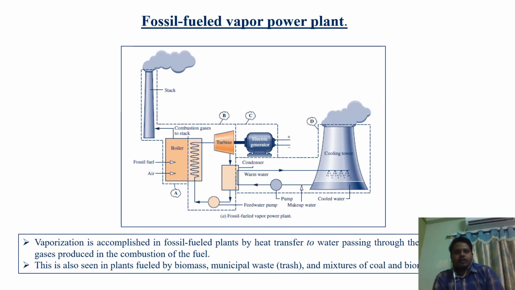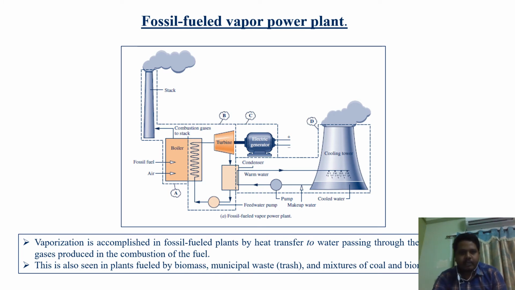Okay, now actually different types of power plants are there: fossil fuel vapor power plant, geothermal power plant, solar power plant, and nuclear power plant. So many power producing plants are there. But here the common thing is the cycle is the same. The cycle is the Rankine cycle. But the difference is the heat addition in the boiler.